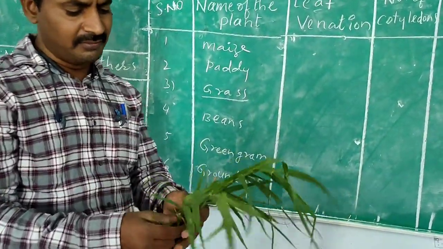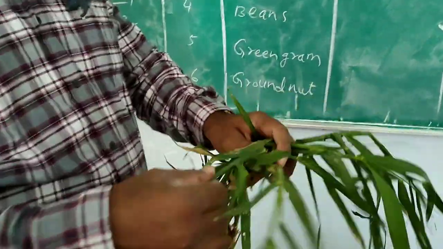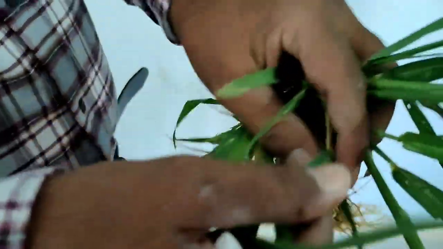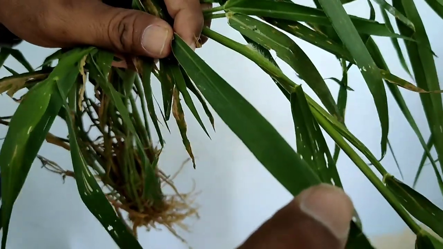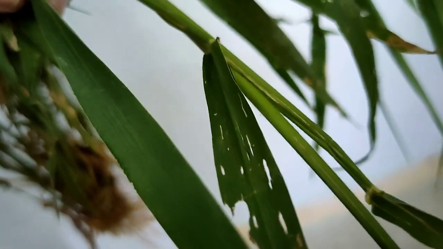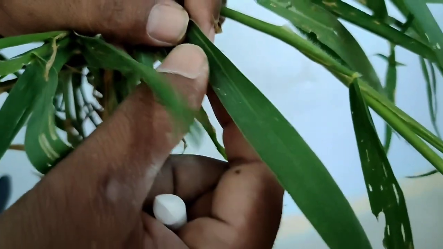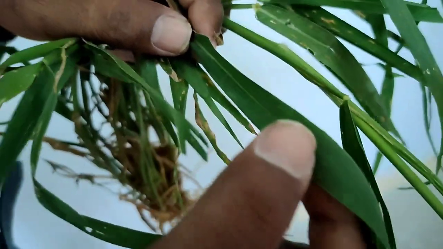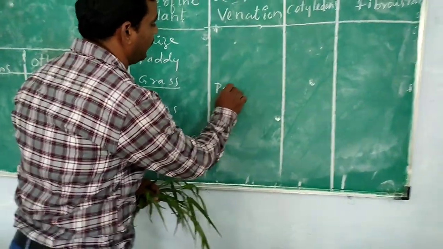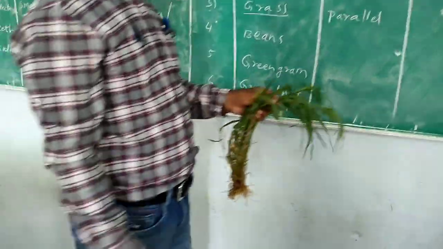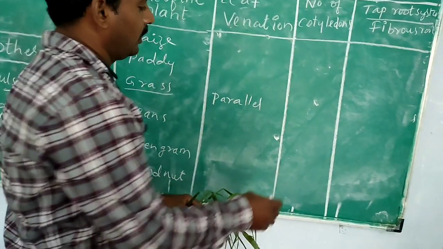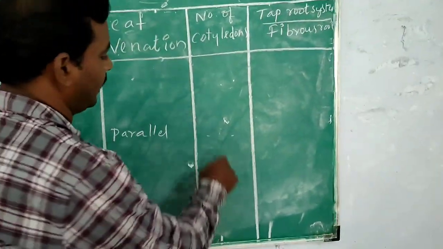So what is the venation? Which type of venation is seen in the grass plant? Already we discussed in the first activity. So this is parallel venation. Why? Because the lateral veins and mid vein are parallel to one another, spread all over the lamina. So that's why it is parallel venation. It has parallel venation in grass plants. It doesn't have any cotyledons, that's why I don't write the number of cotyledons here.